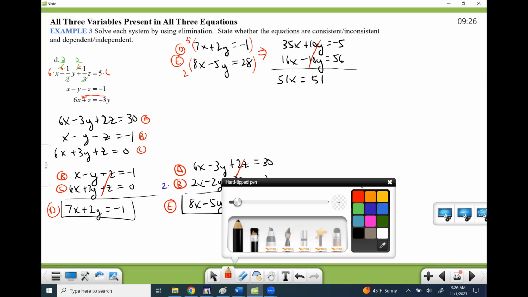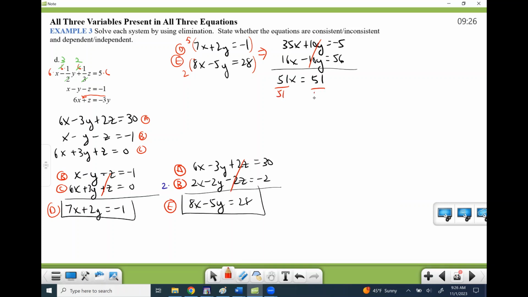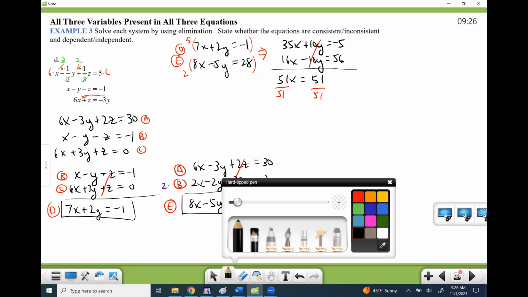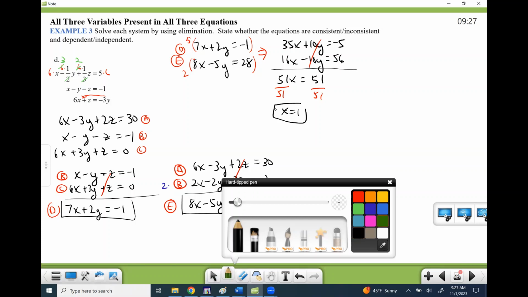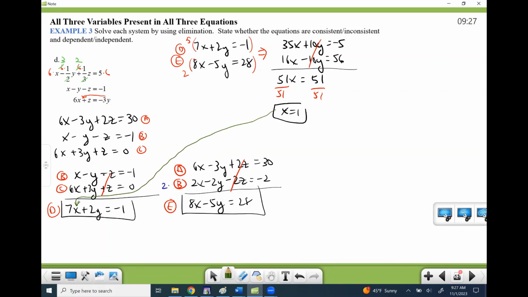Oh, that makes you feel good. Like, I think I'm doing this right. So we get x equals 1. And now we can take that back to D or E. It doesn't matter. I think I'm liking D a little bit better, you guys. So I'm going to go ahead and take that and put it right here.